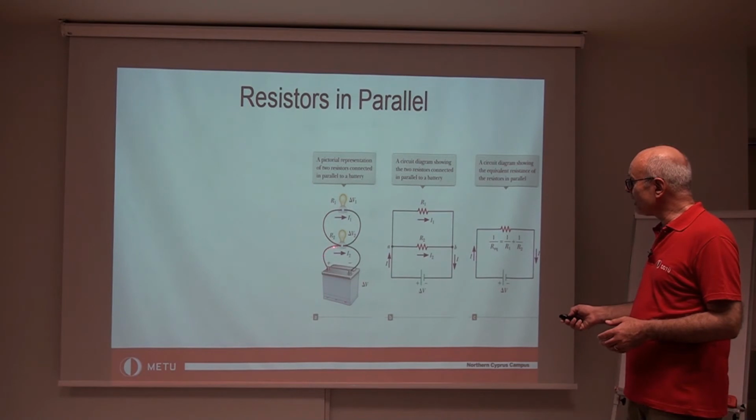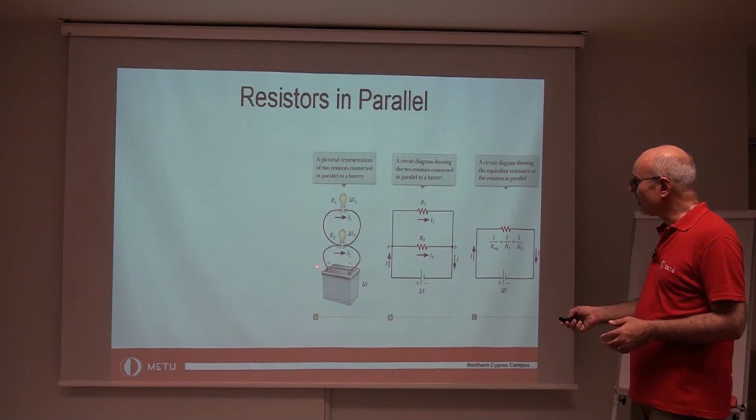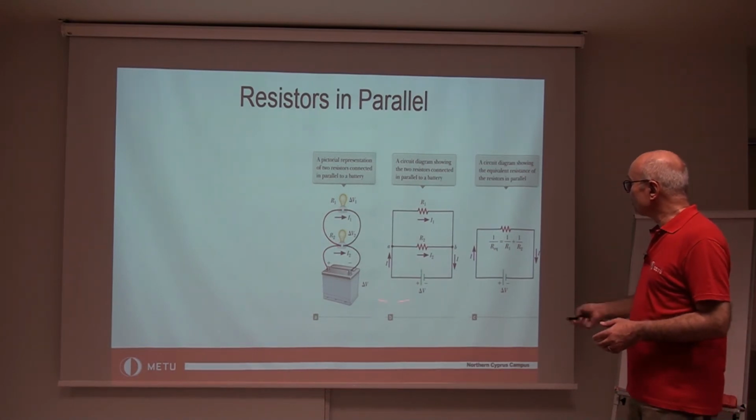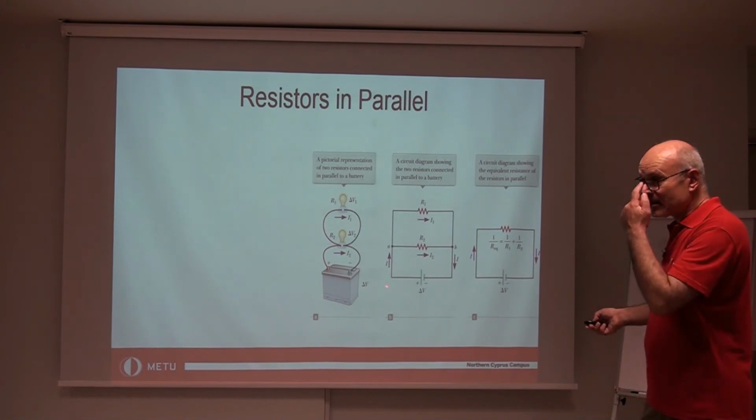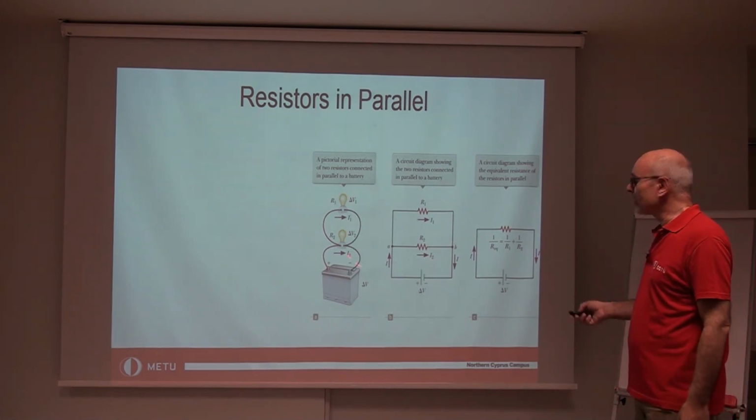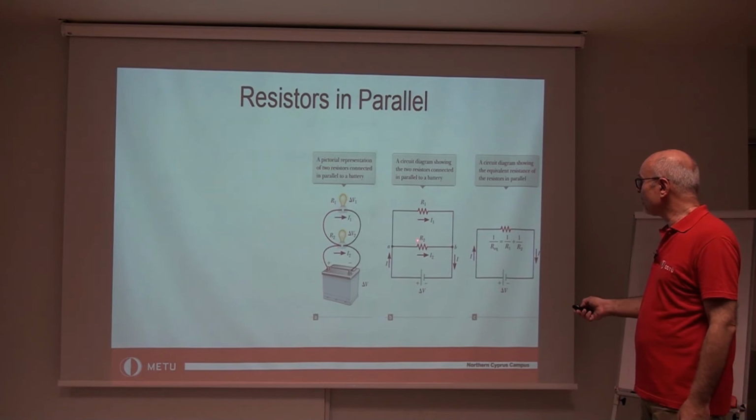The current splits here into I2 and I1. I1 passes through this, and then they're combined. When they come back, they are just I. So I is coming here, it's splitting into I2, I1, and then it connects again. So diagrammatically, we represent this in the following circuit diagram. Okay? So these are R1 and R2.